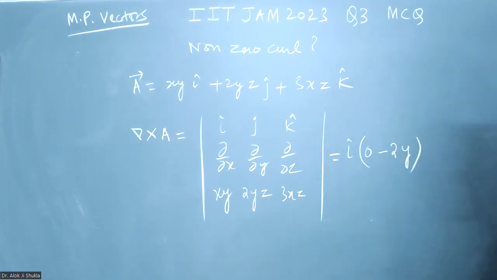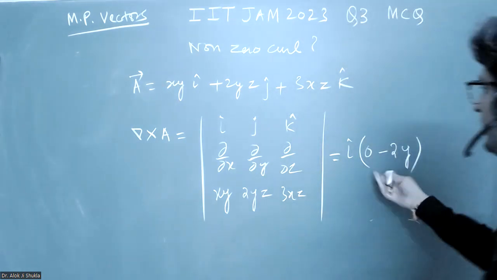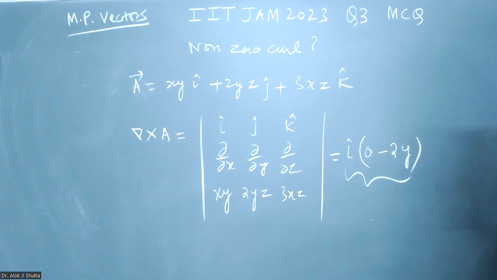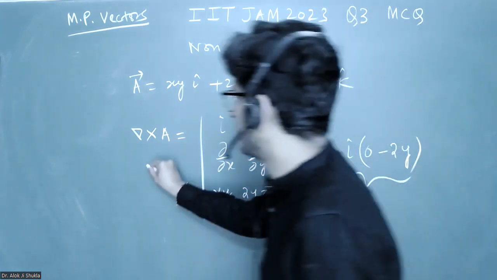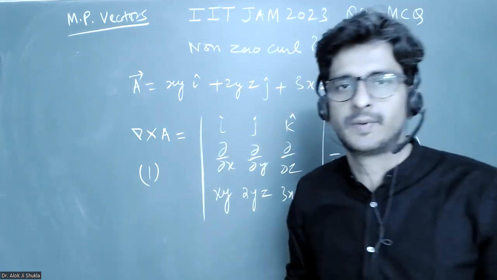Okay, so now you don't need to solve it further, because now this term is non-zero, so that means curl will come out to be non-zero. So option 1 was correct in this. Okay, because it is MCQ type, so you have to stop here and save your time.